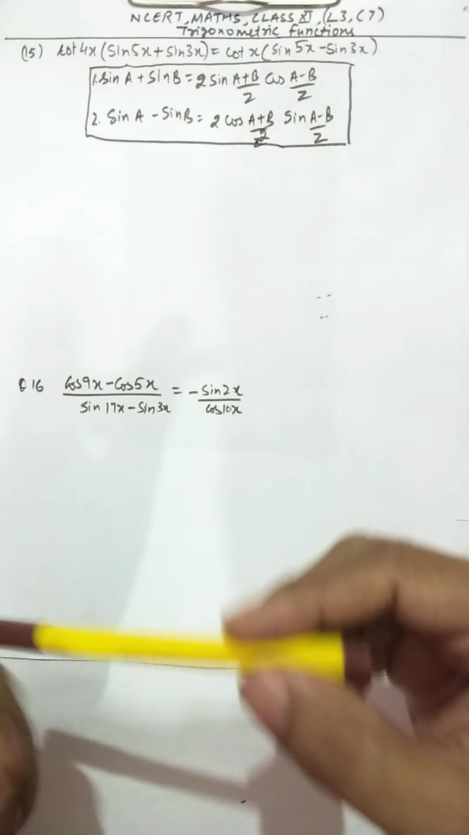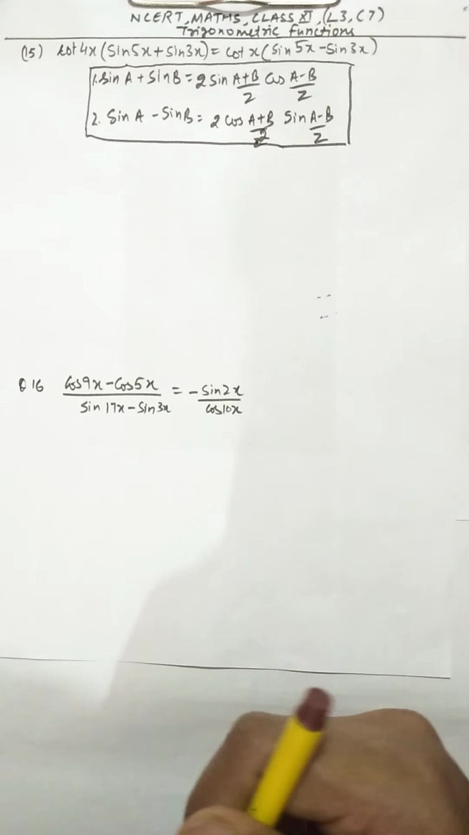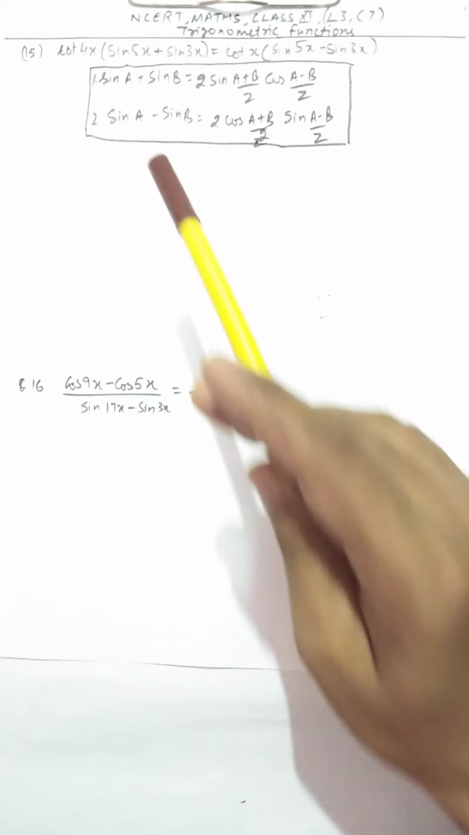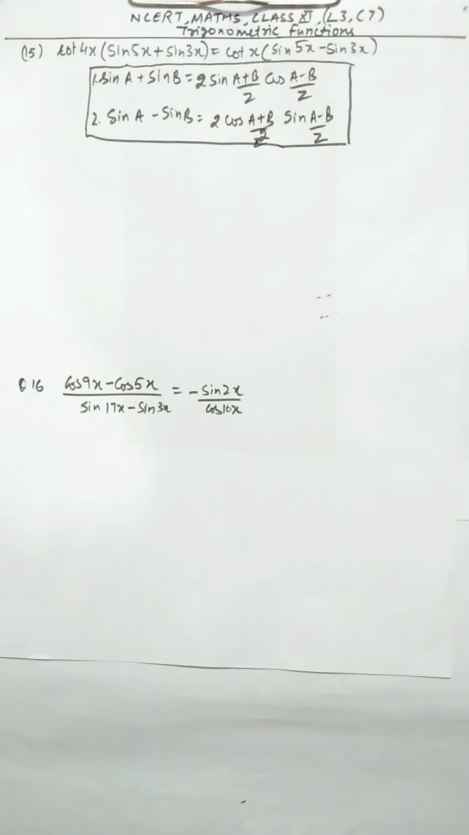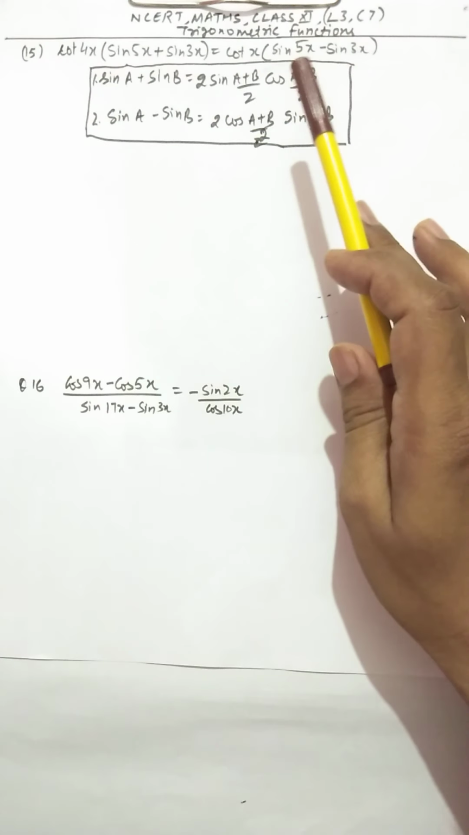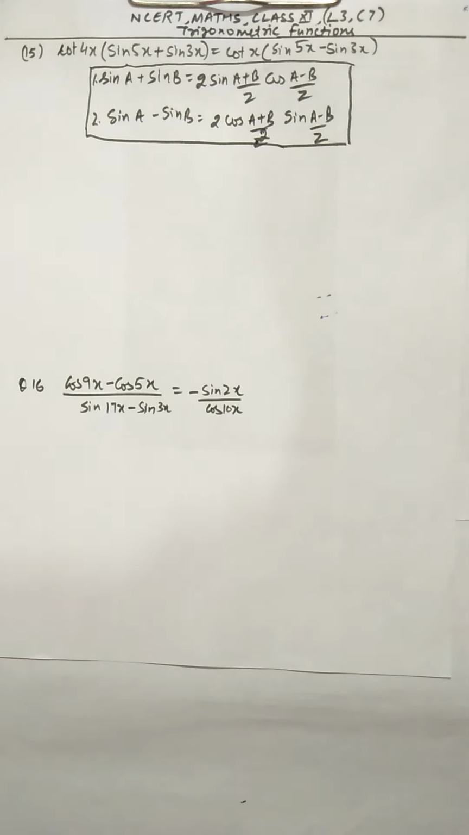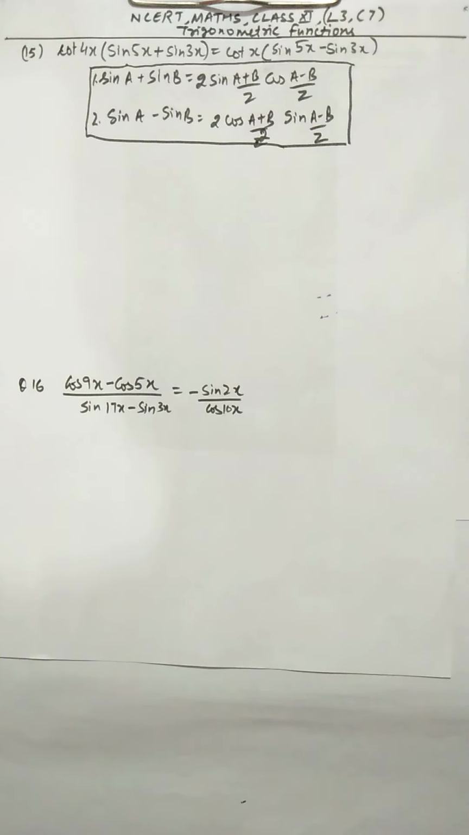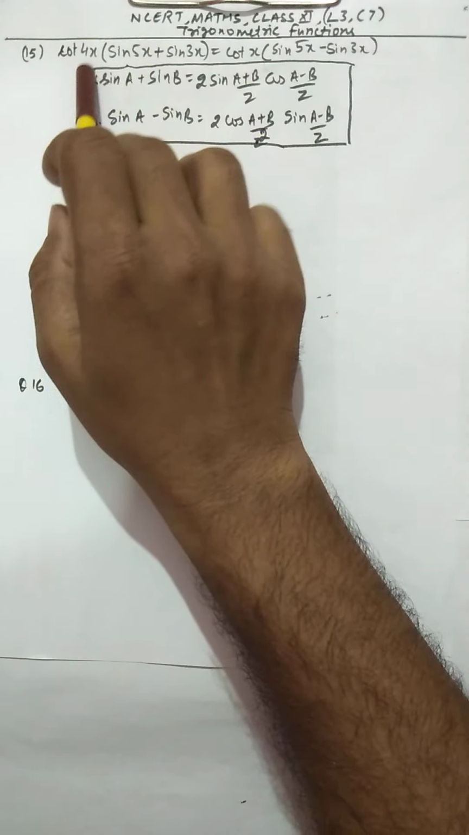We are going to discuss question number 15 of exercise 3.4, and that question is cot 4x (sin 5x + sin 3x) = cot x (sin 5x − sin 3x). So I have written these two formulas that will be used here, and you will see how they are used. First, the LHS.